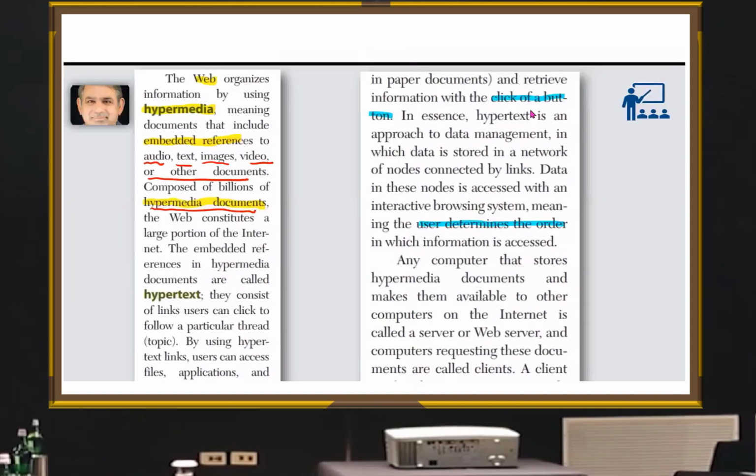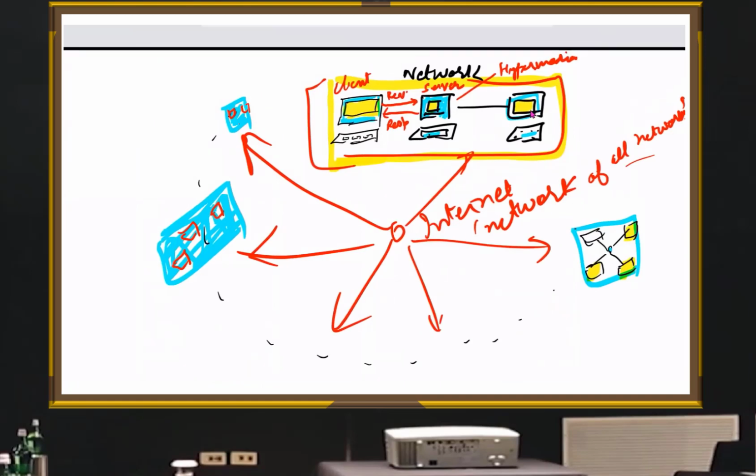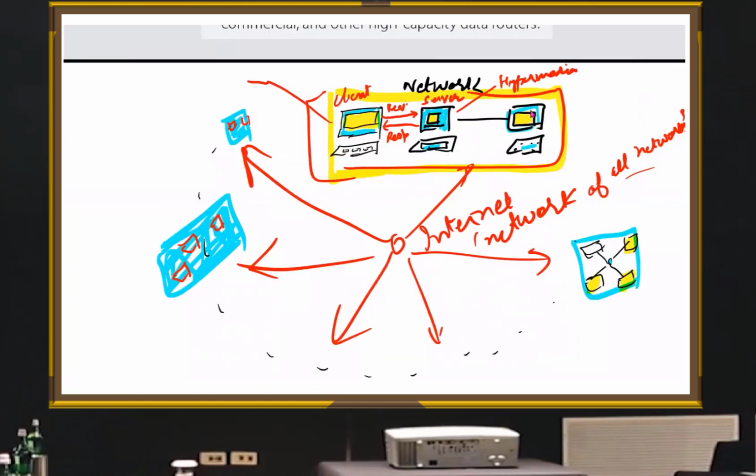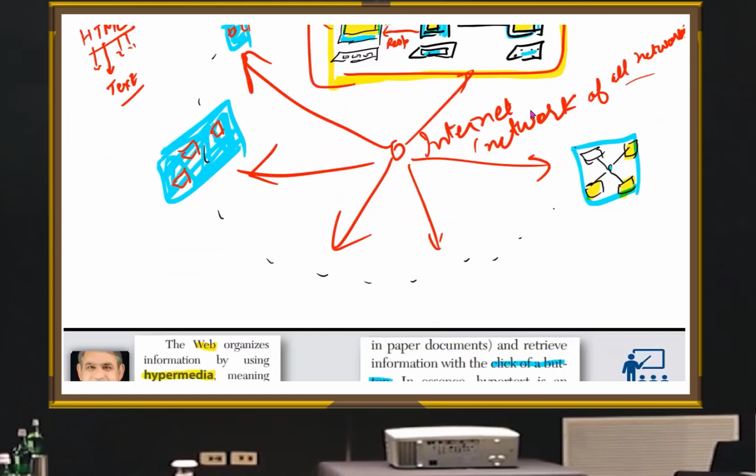So what happened is initially we started with text on any computer. You might have noticed that the first language used to create web pages was called HTML. And HTML meant hypertext markup language. So the T stood for text, and it was hypertext.